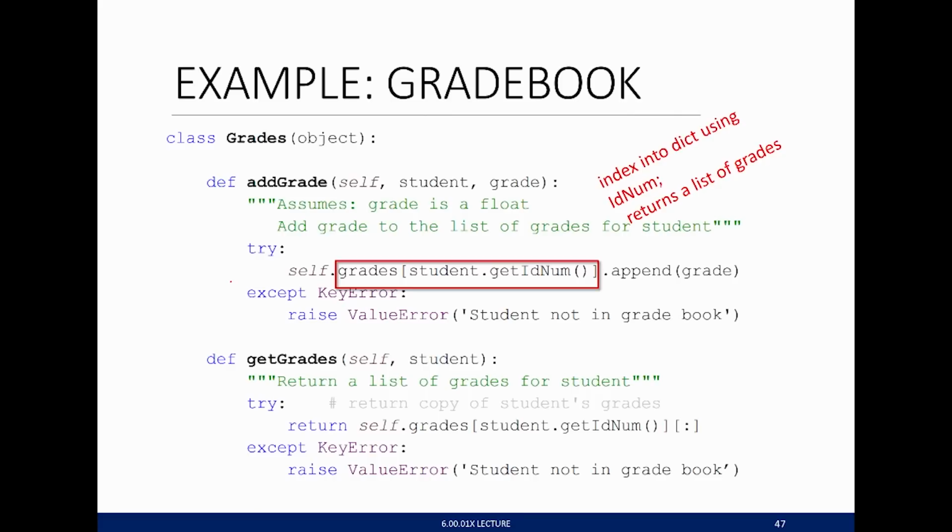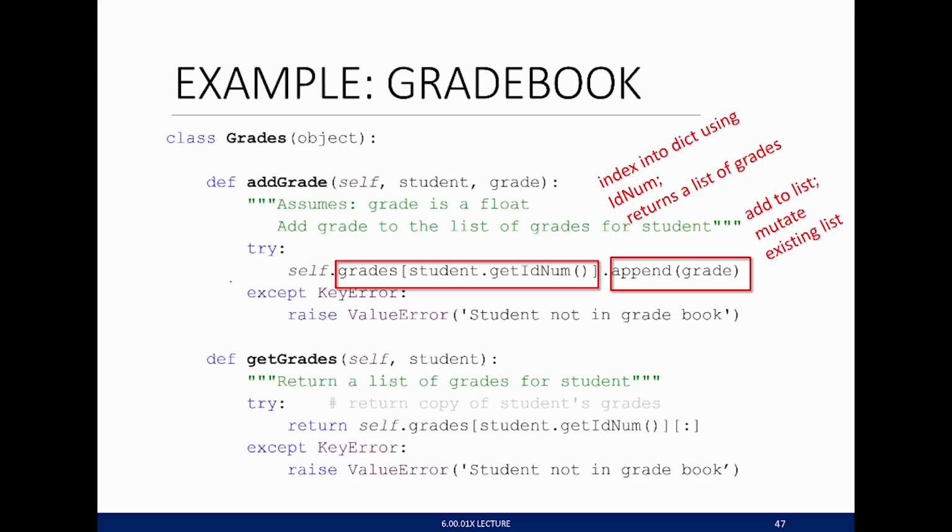Because it's a dictionary, as I just did before, I'm going to take student, which is an instance, and call the get ID number method on it. That gives me back an ID number. And I am then going to, in that spot in grades, add something. To say it a little bit better, doing that particular access gets me out from the dictionary a list of grades. It goes into the dictionary, pulls it out. Because it's a list of grades, I can add to the end, mutate in place.